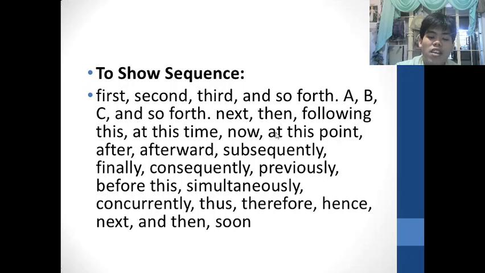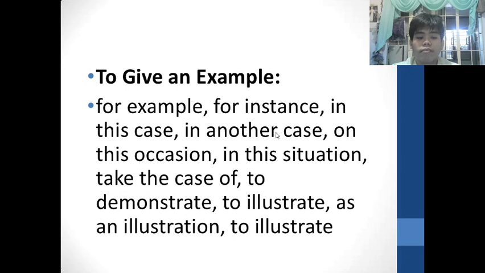Next is transitional devices that help to show the sequence. It shows us what is first, what is second, and so on and so forth. So we have first, second, third, and so forth; A, B, C. Next, then, following this, at this time, now, at this point, and so on and so forth.